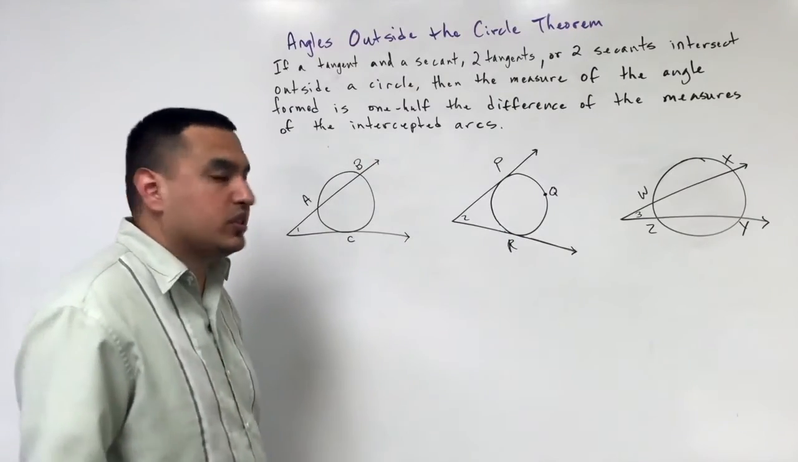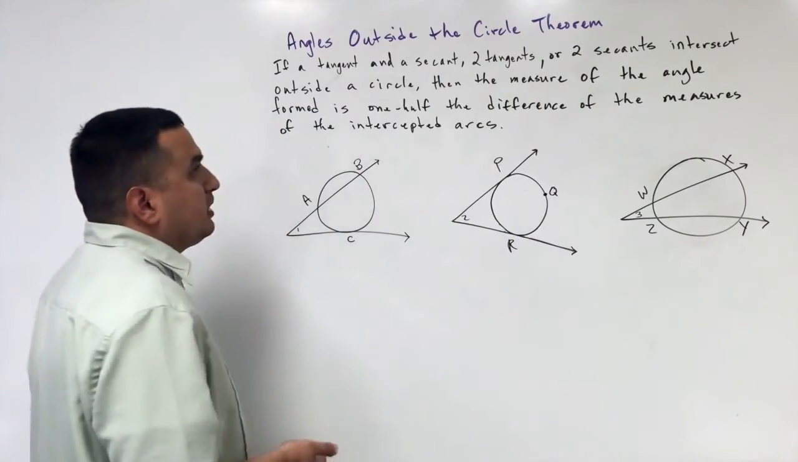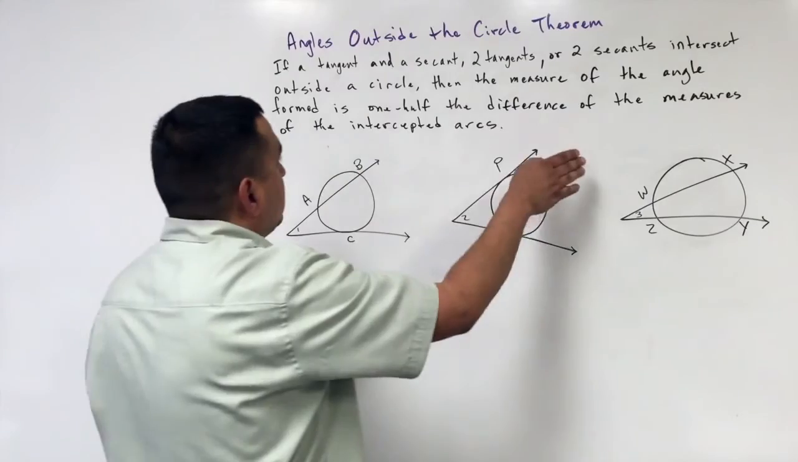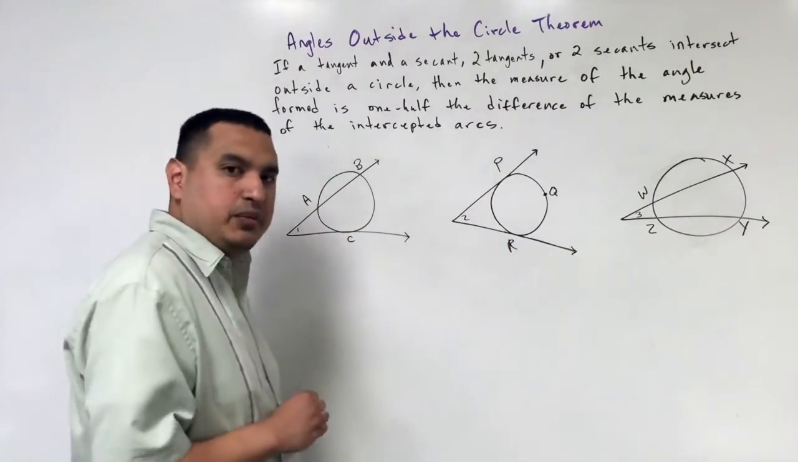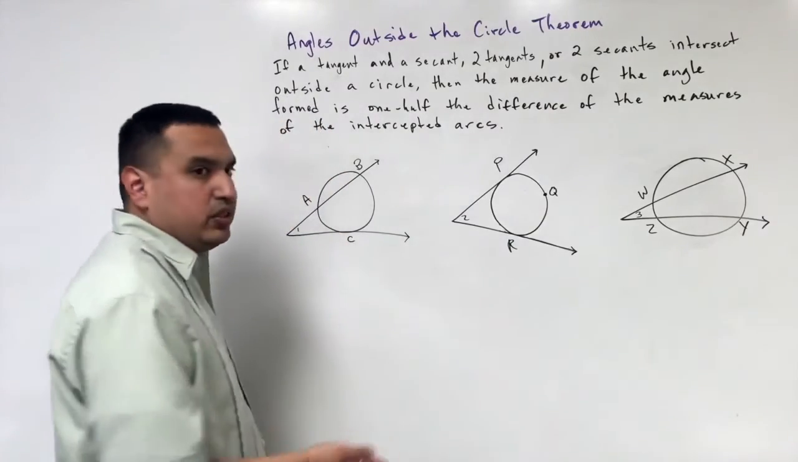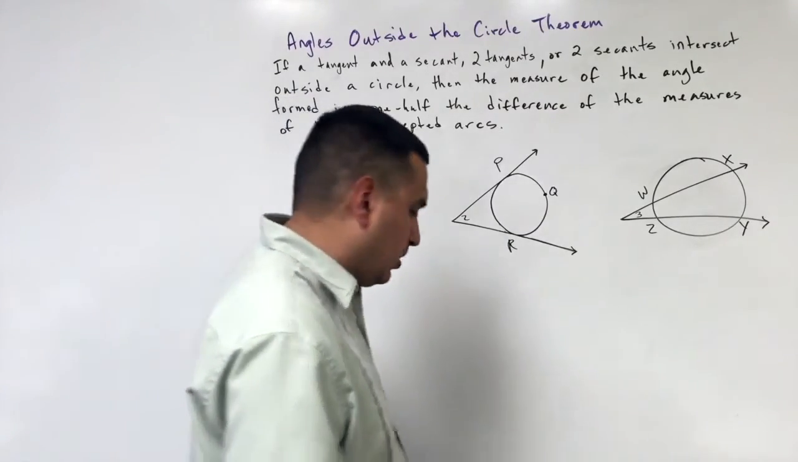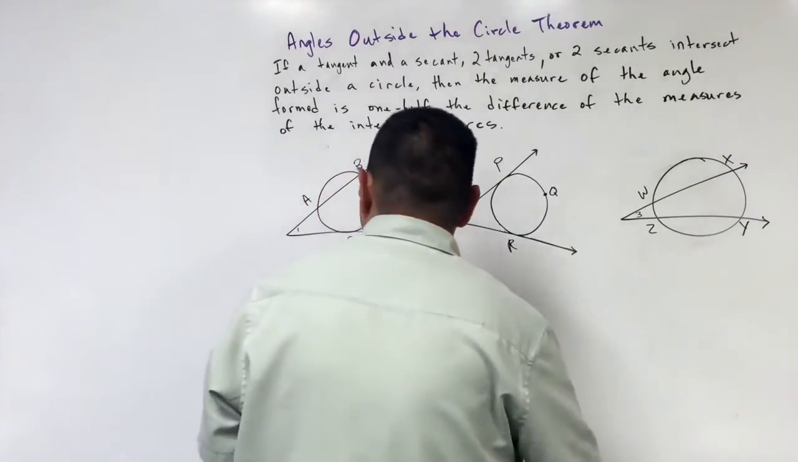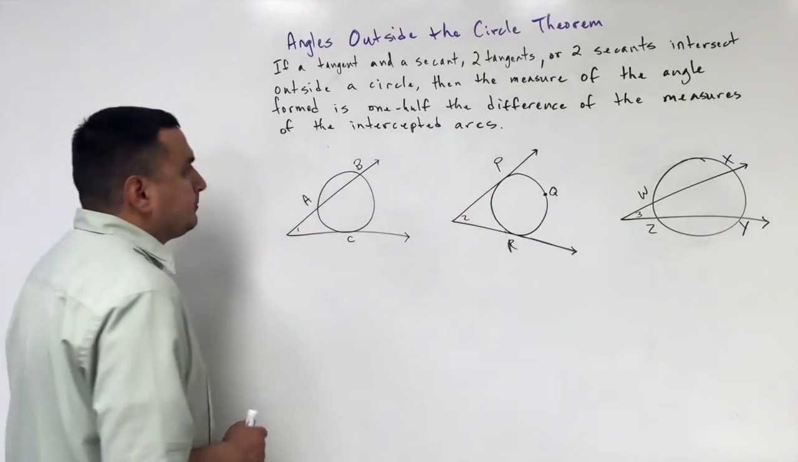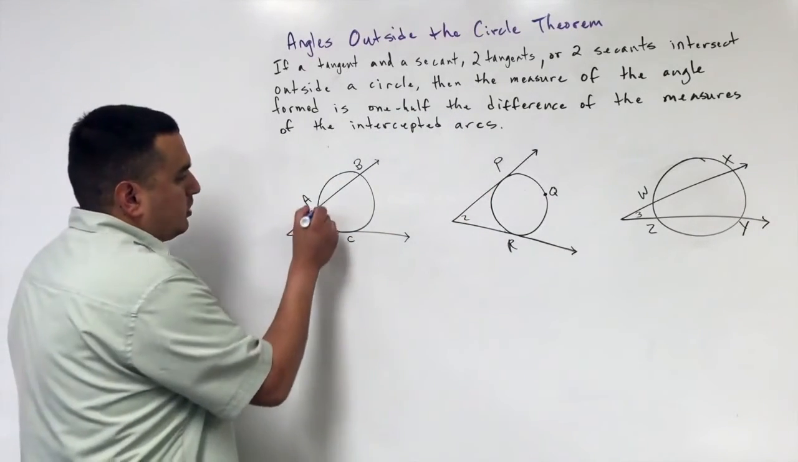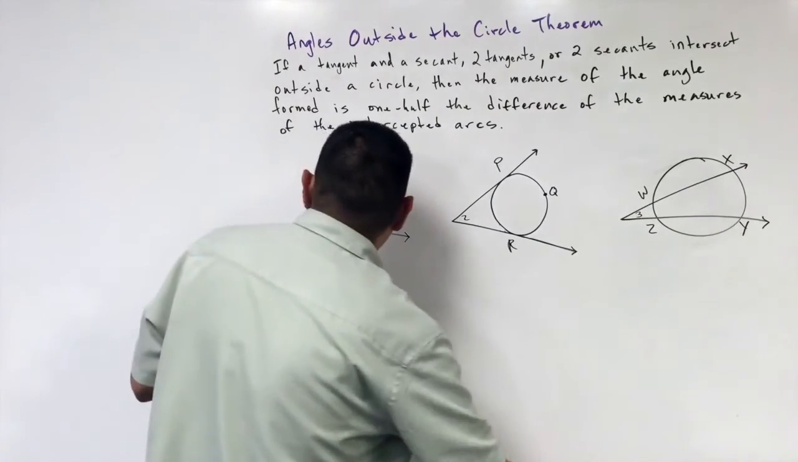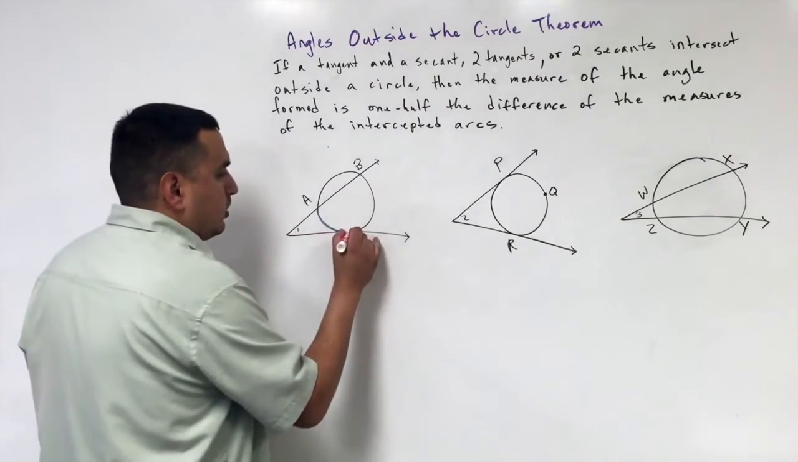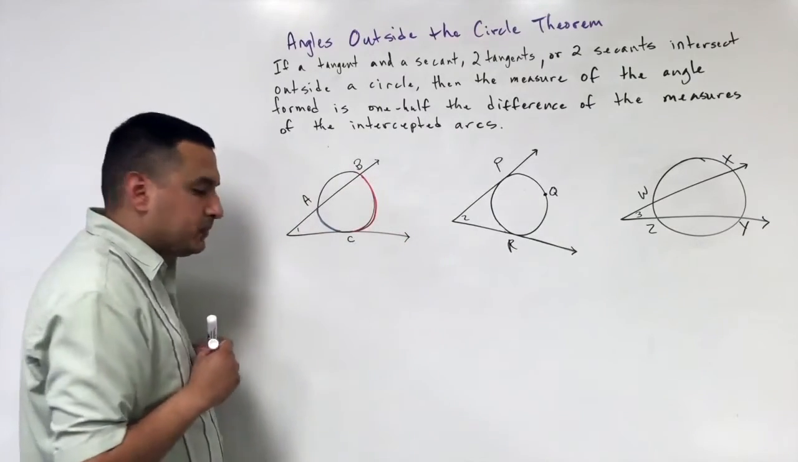But the formulas are still the same. What's going to happen is that we take 1/2 the difference of the intercepted arcs. So if it's on the inside, we add them. If it's on the outside, we subtract the intercepted arcs. So let's look at this first example here. My intercepted arc is this AC, and then I have the other intercepted arc that's going to go this way, BC.